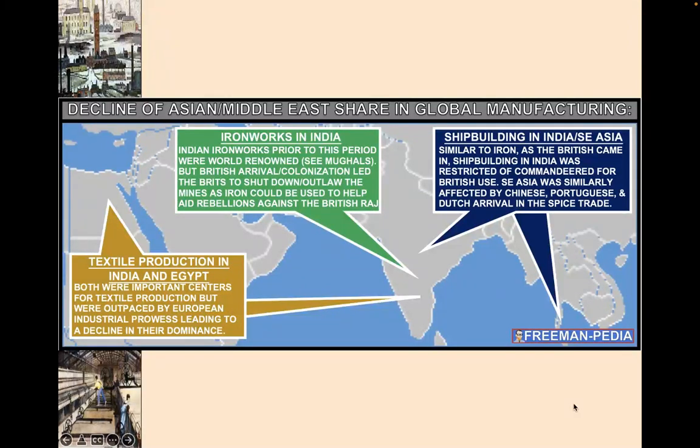So, overall, the old areas of production in the Middle East, South Asia, Southeast Asia, and in East Asia, China, they basically diminish as areas of production. Rather, they're viewed by the West as areas to get raw materials and as markets. And a lot of this was enforced by laws and tariffs.